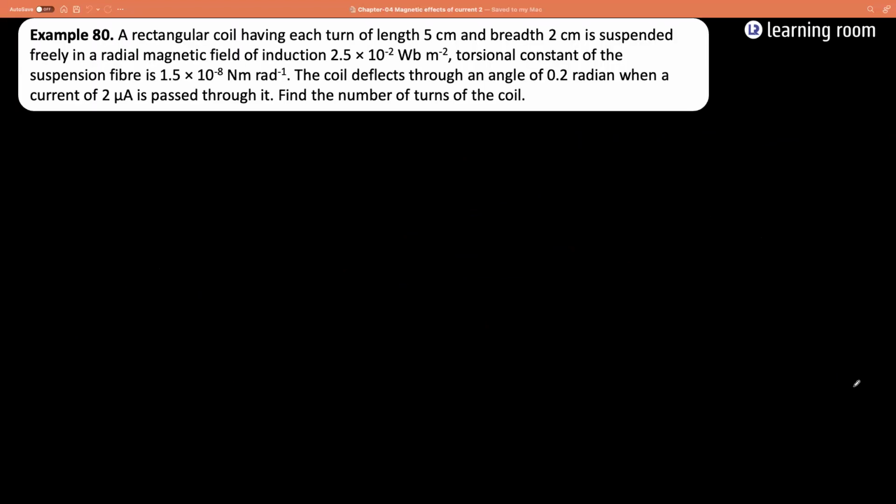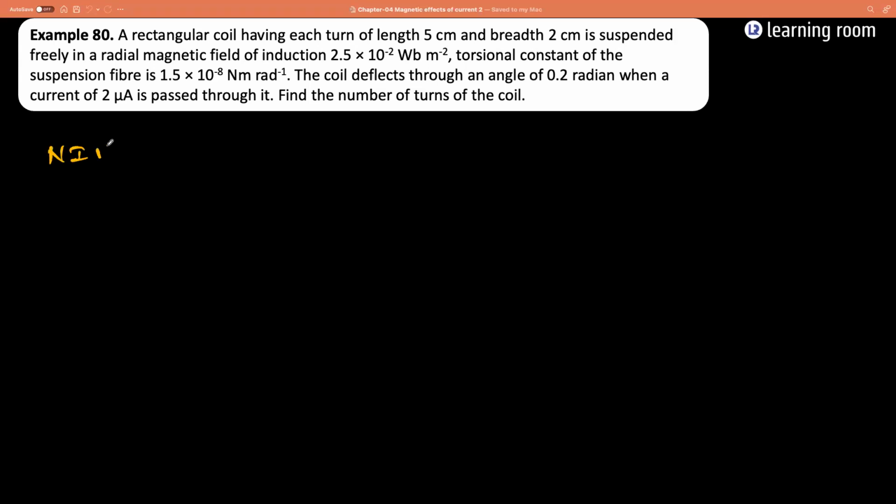Next, a rectangular coil having each turn of length 5 centimeter and breadth 2 centimeter is suspended freely in again a radial magnetic field of induction 2.5 into 10 power minus 2 Weber per meter square. Torsional constant of the suspension fiber is 1.5 into 10 power minus 8 Newton meter per radian. Here it is given in radian. The coil deflects through an angle of 0.2 radian when a current of 2 microampere is passed through it. Find the number of turns in the coil.